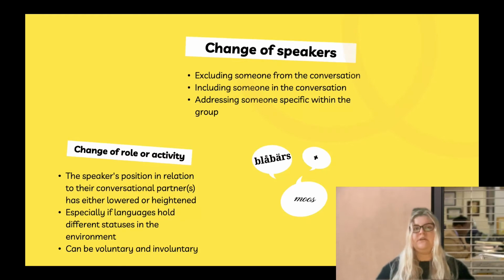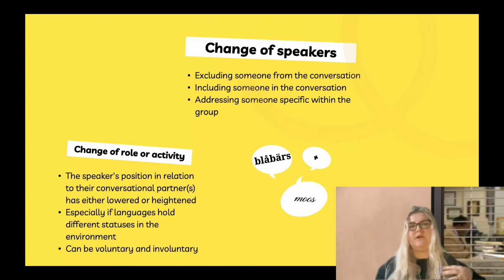So one of the triggering factors which causes code switching is the speakers themselves. Let's imagine that there's a situation where we're in a group and we would like to exclude someone from the group, from the specific conversation. So we switch. This can be excluding on purpose, maybe not even for negative reasons, but we are excluding someone by using a language that they do not understand.